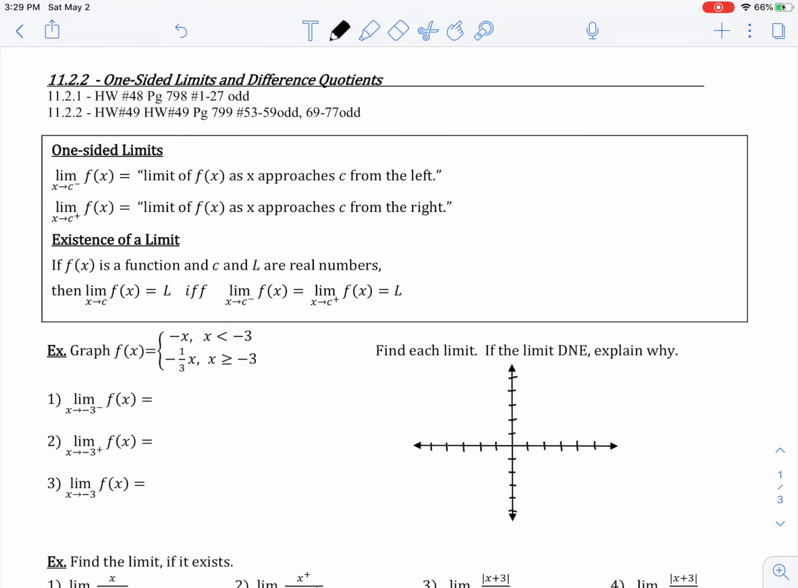In continuing on and talking about 11.2, we now want to talk a little bit more about one-sided limits and actually start the process of discussing difference quotients. So we previously talked about one-sided limits in 11.1 because we defined a limit, or the existence of a limit I should say, as the value that f of x approaches as we approach x from both sides.